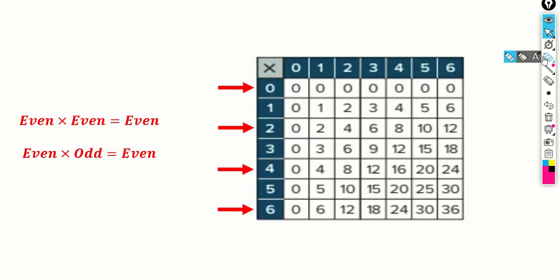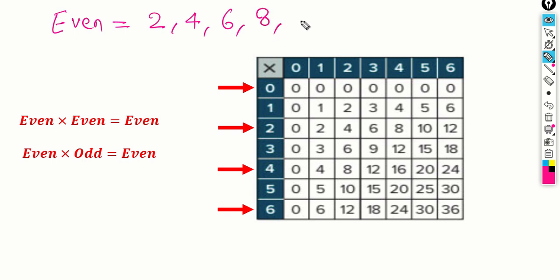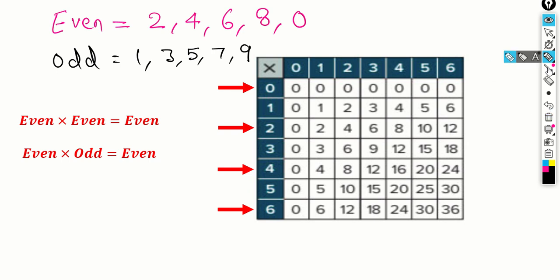Now let's try to remember even numbers and odd numbers. First of all, think about even numbers. Even numbers are 2, 4, 6, 8 and a number ending with 0. What about odd numbers? Odd numbers are 1, 3, 5, 7, 9 and any number ending with these numbers. So you have to remember a few things here.